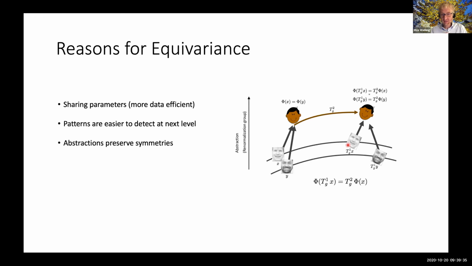And the last thing is that abstractions preserve symmetry. So here's an abstraction of a face. We have two faces, so they map, let's say, to the same abstraction. Now, if I would move over the space of all possible faces in pixel space, and I rotate them, and then I would do the abstraction, then I would indeed get a rotated abstract face, and that preservation of structure under abstraction is very powerful, it turns out.